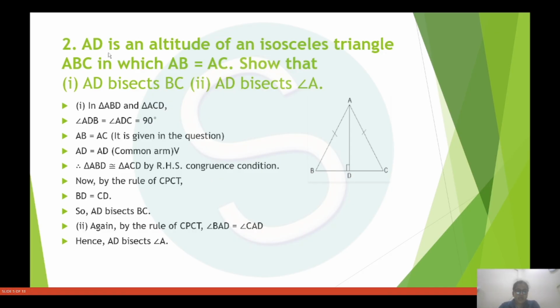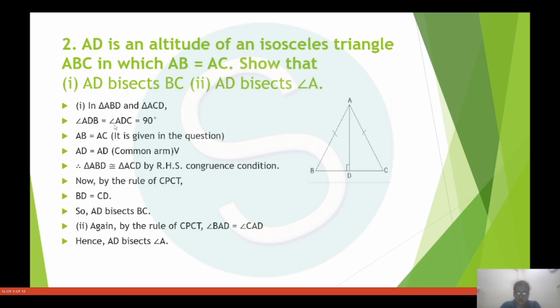And next question is AD is an altitude of an isosceles triangle in which, and we have to show that AD bisects BC and AD bisects angle A. So AD is an altitude and ABC is a triangle which is isosceles triangle, that is AB equals to AC. We have to show that AD bisects BC, which means BD equals to DC. Secondly, we have to prove AD bisects angle A, which means कि BAD and DAC जो है वो equal होंगे.